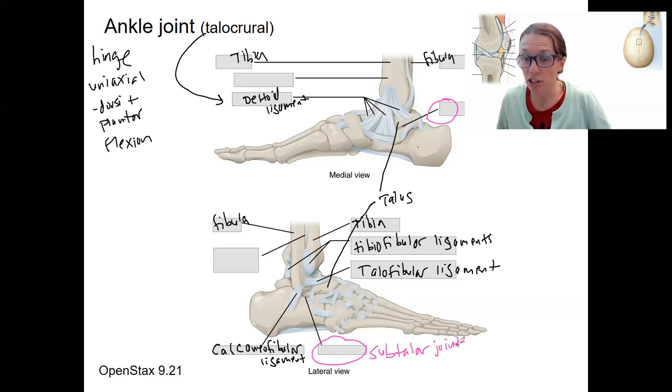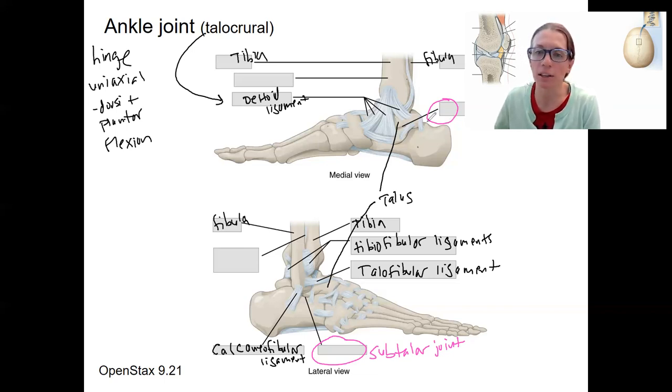It is a different articulation. It is underneath the talus. It's right here, in fact. So it's in between the talus and calcaneus. There are other articulations in here as well, right?